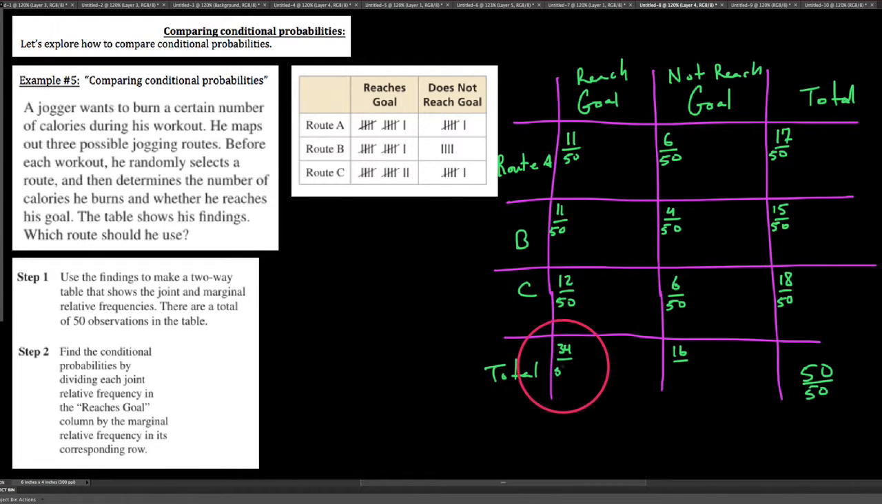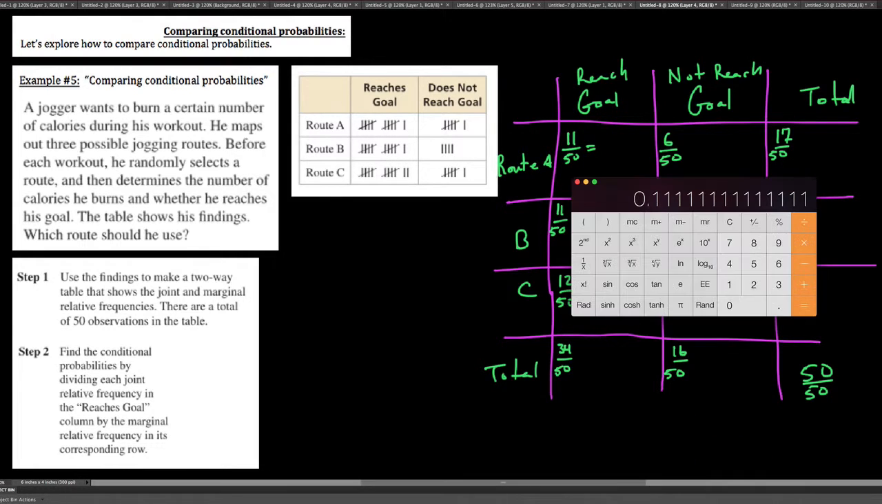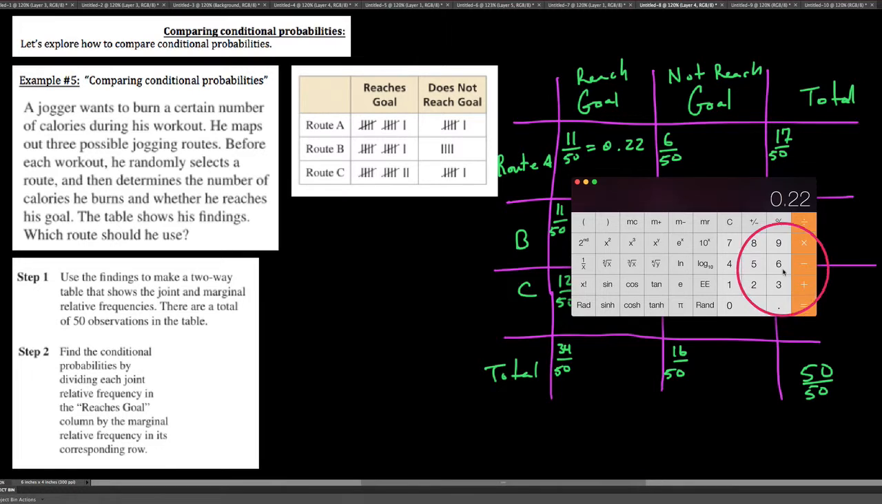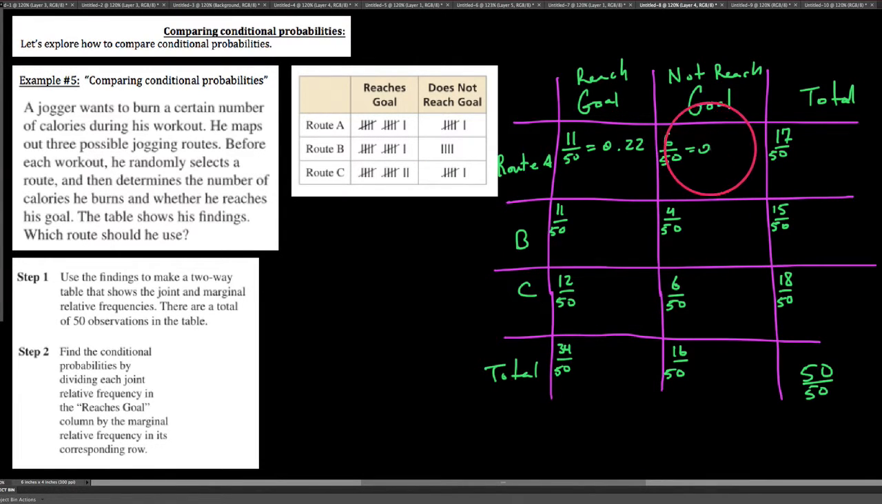Okay, so let's go ahead and work on getting our percentages here. When we say 11 divided by 50, let's go ahead and get our calculator. 11 divided by 50 is going to be 0.22. So we say 0.22. How about we do 6 divided by 50? We get 0.12. So we say 0.12.